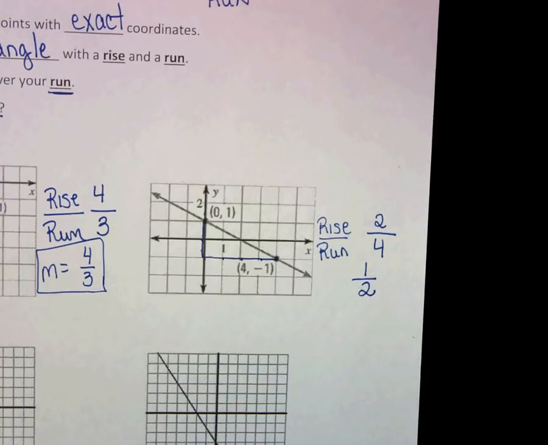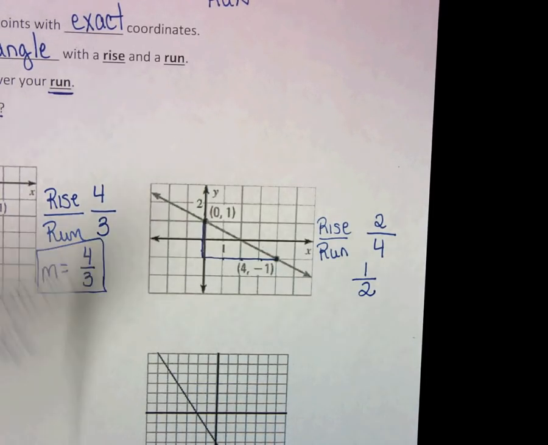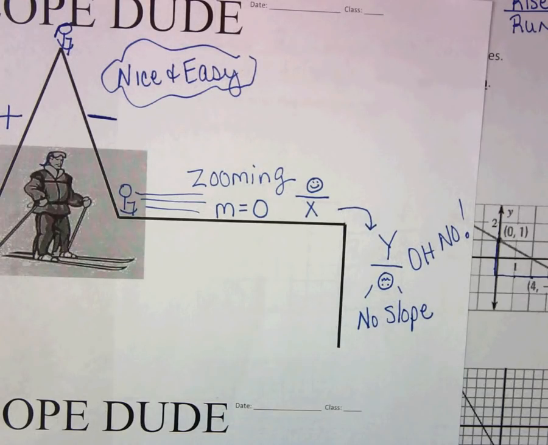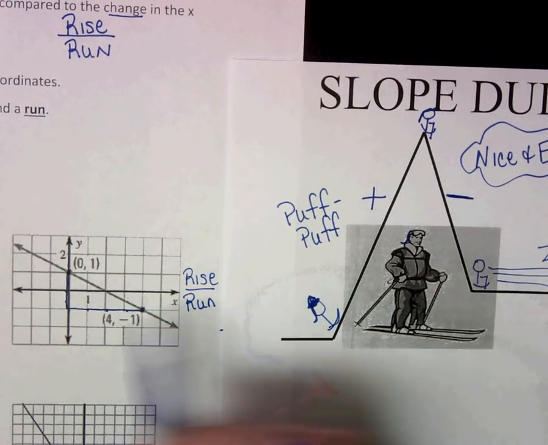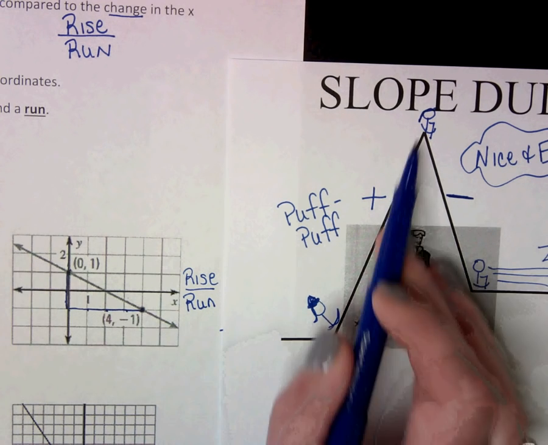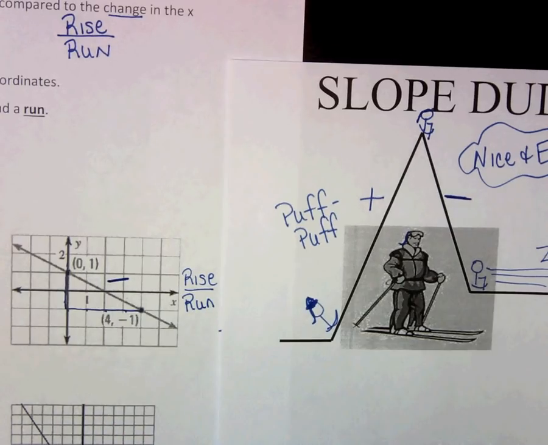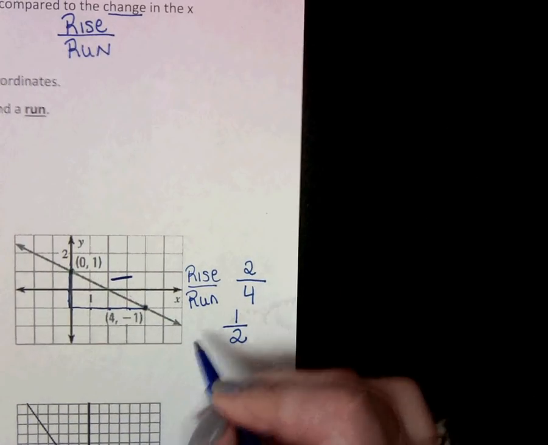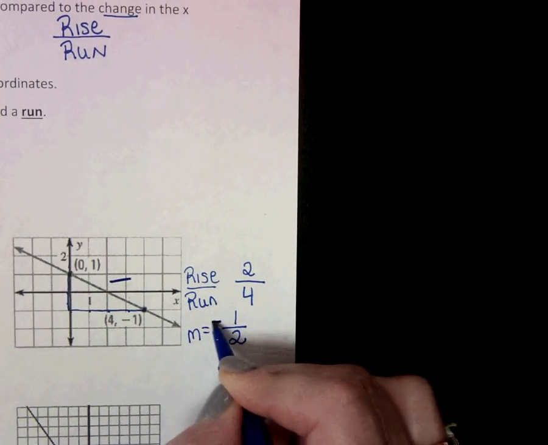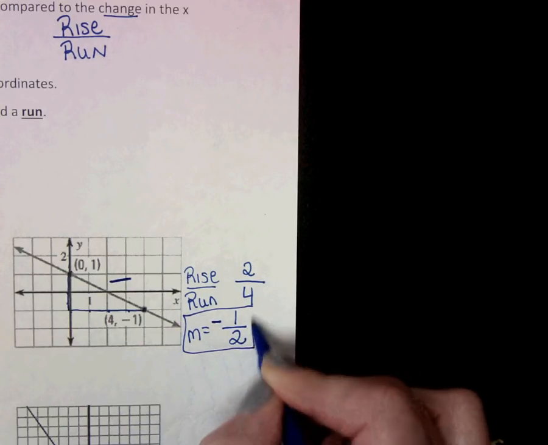And then remember, step 4 says we have to decide if this is a positive or a negative slope. So let's look at slope dude. Which one matches up to slope dude? Well, notice this time it's falling to the right. So which one's angled that way? This is a negative slope. So our slope is negative 1/2.